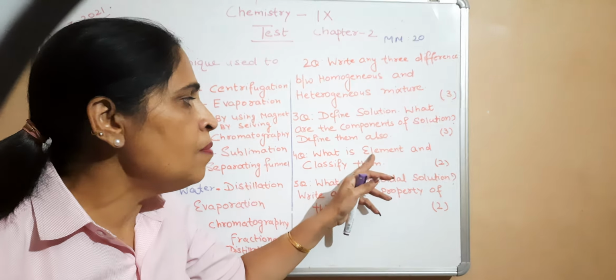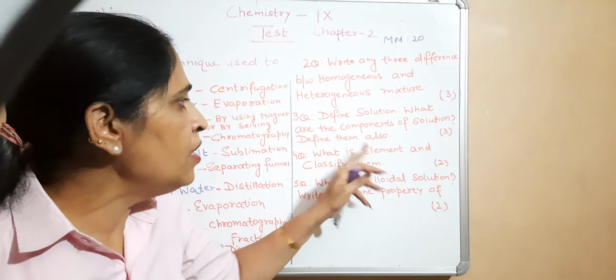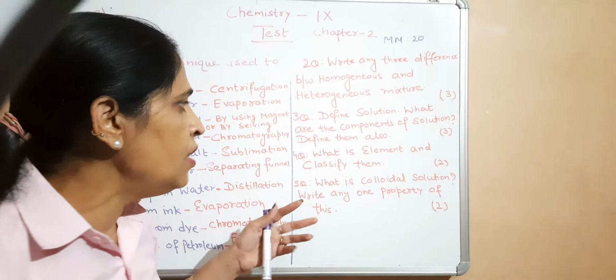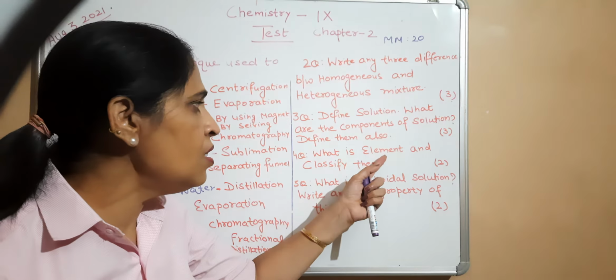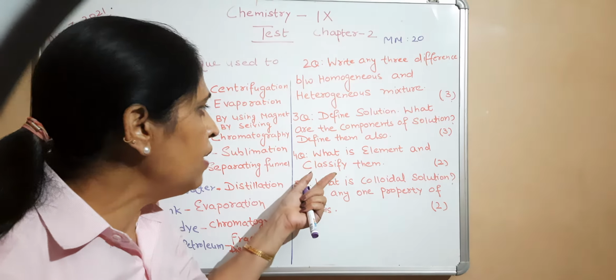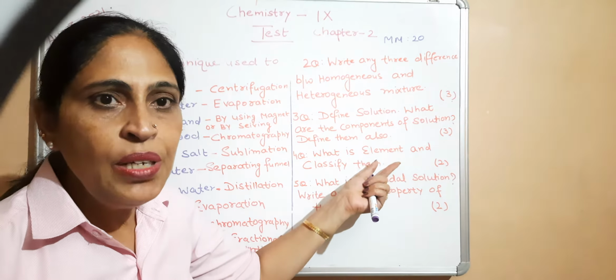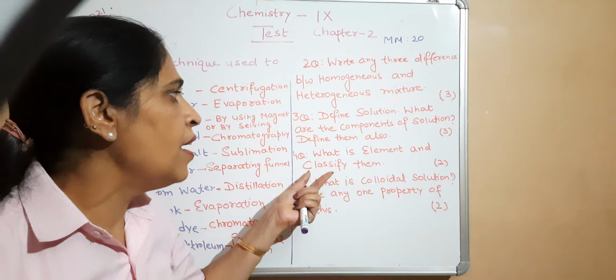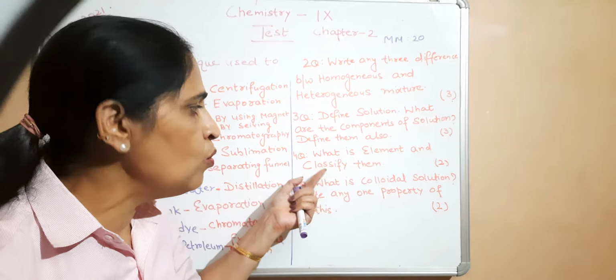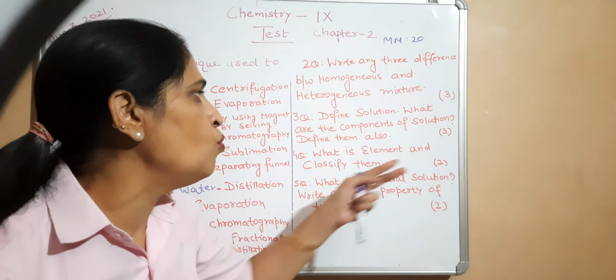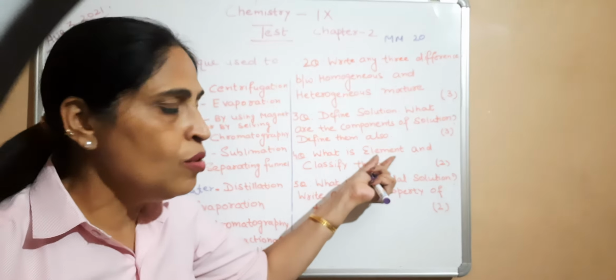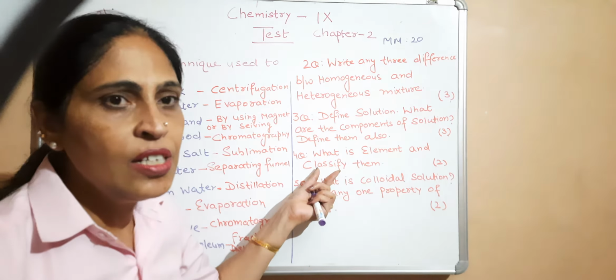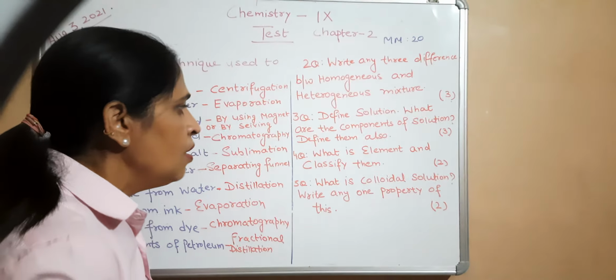Now what is the element? Element is the basic form of matter that cannot be divided further by any chemical method. This is the definition of element, and classify them. Elements can be classified into three categories, that is metals, non-metals and metalloids. You have to just write the names because this is a 2-mark question: the definition of element and the classification, that is metals, non-metals and the metalloids.